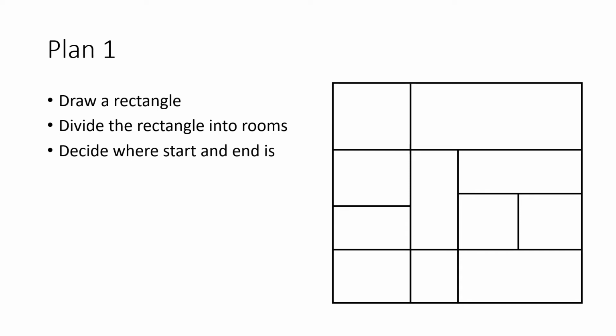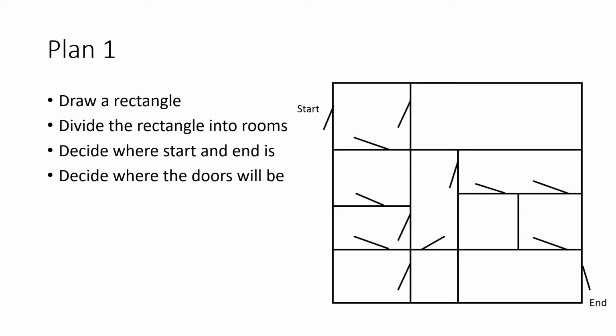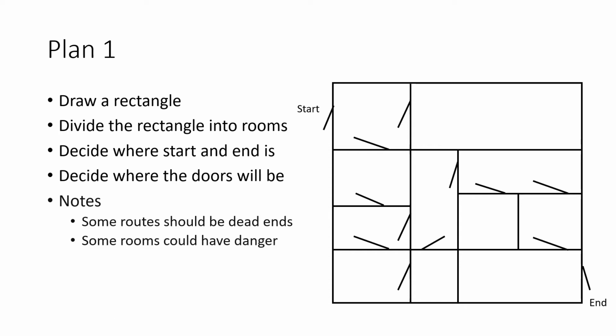You need to decide where your start point and end points are. I've chosen mine there. Decide where your doors are going to be. Obviously you're going to need a door by your start and end point, and then doors will lead into different rooms. When deciding about that, make sure that some rooms are dead ends. In other words, once you've gone in, you can't get out. Some rooms could have some danger, which means that the game is over as soon as you enter the room. But there must be a way through. There must be a route through to the end.